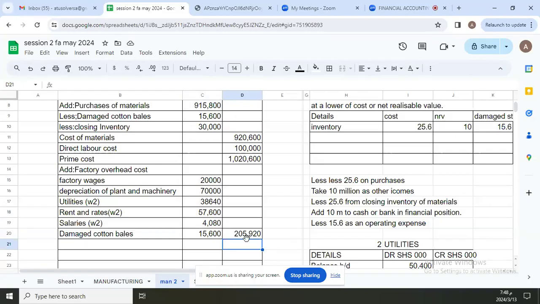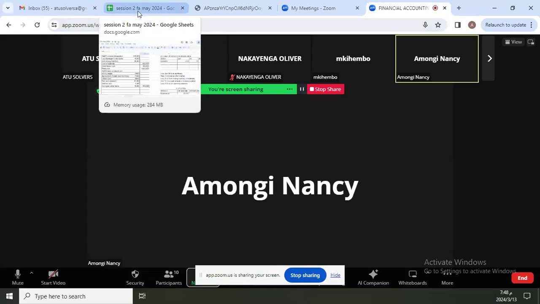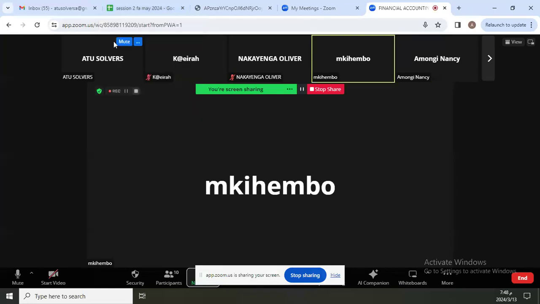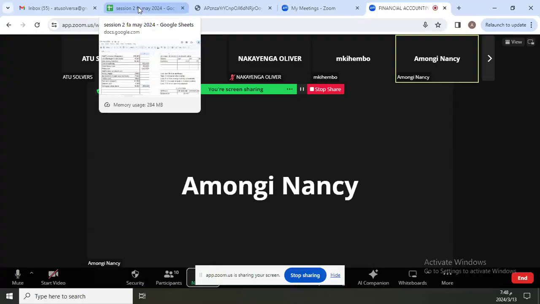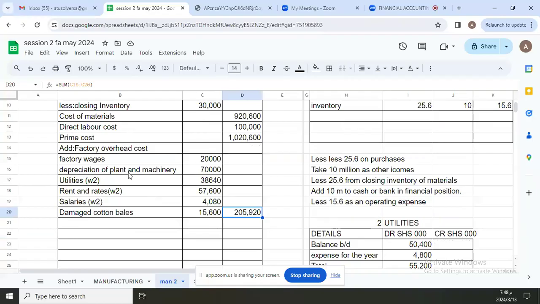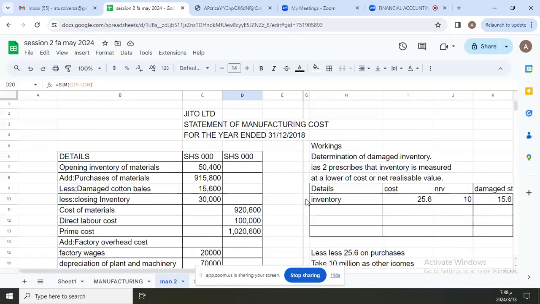I have a question. There is where they are saying 5 out of 6 of factory labor relates to direct costs and the balance relates to factory overheads. Are we not supposed to include that one in the factory overheads? On note number 3. Had we computed it? I think we had computed it up.